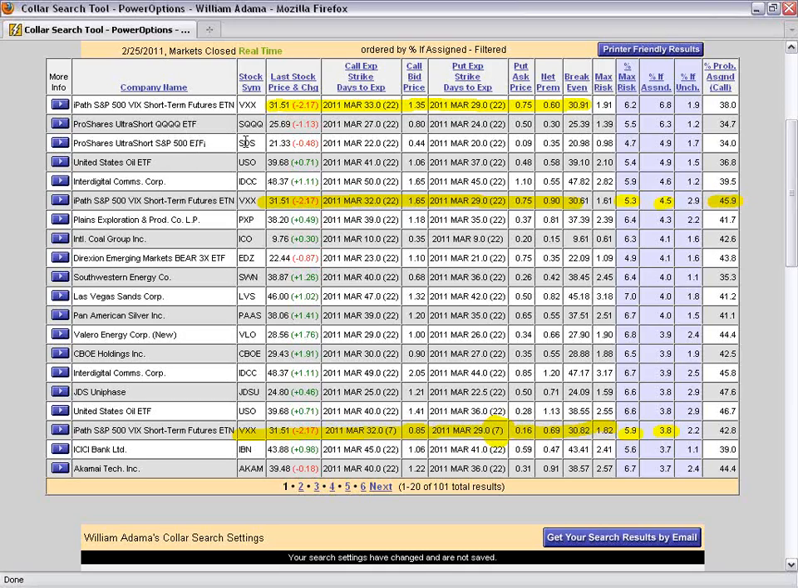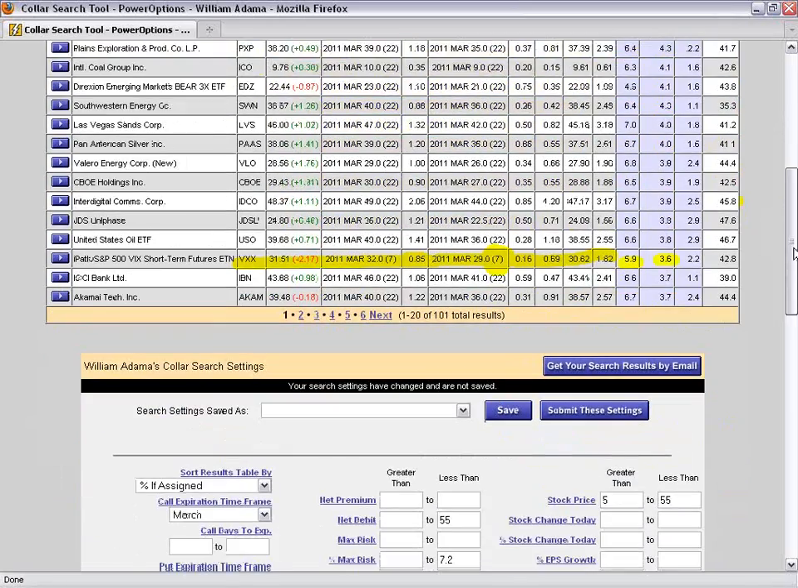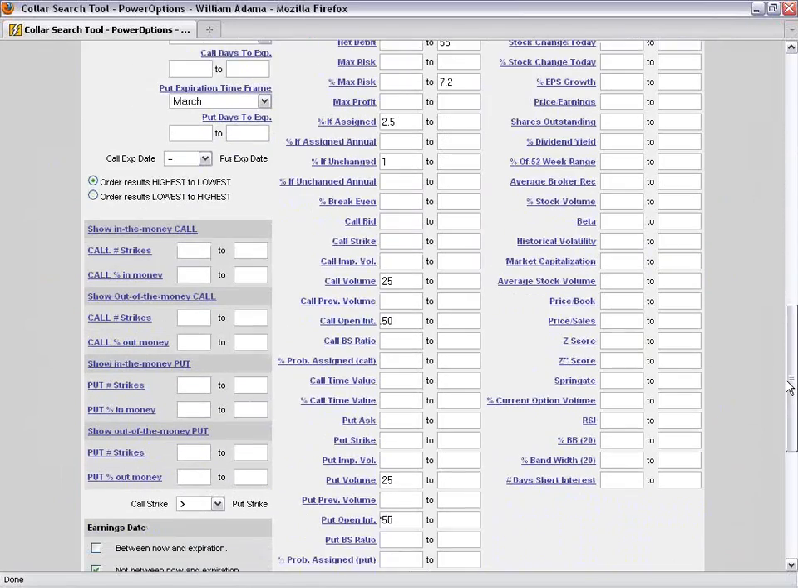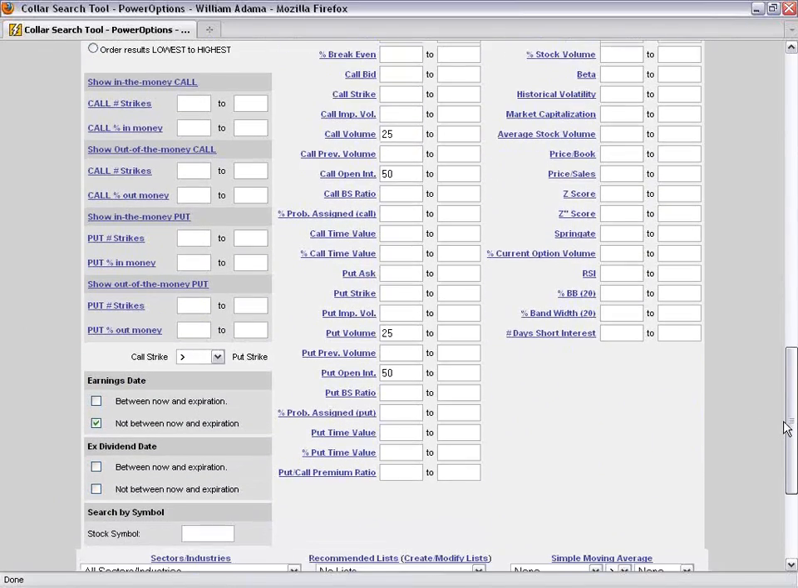Ultra shorts, SDS, ultra short QQQ, United States Oil ETF, it might be a decent one. But I actually, Bear 3 times ETF, would never trade that. Yes, they offer good premiums, but they are also very volatile and have more of a chance of going against you. So another quick change there, John.